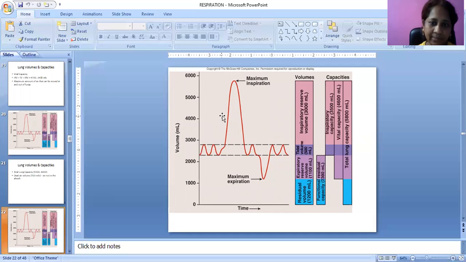Again the same diagram. Volume on the y-axis, time on the x-axis. Maximum inspiration will go up to 6000, and maximum expiration will come down to 1000. Residual volume, that is RV, is 1200 ml. Then ERV, expiratory reserve volume, is 1100 ml, tidal volume will be 3000.